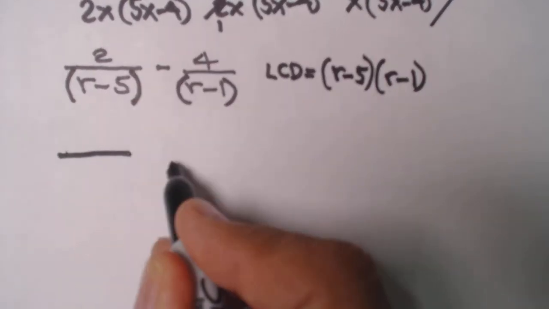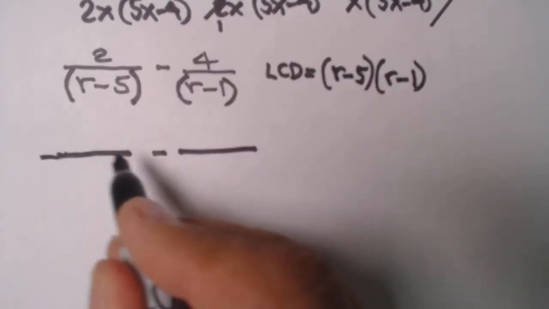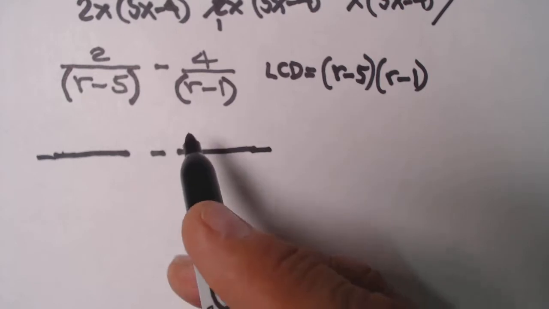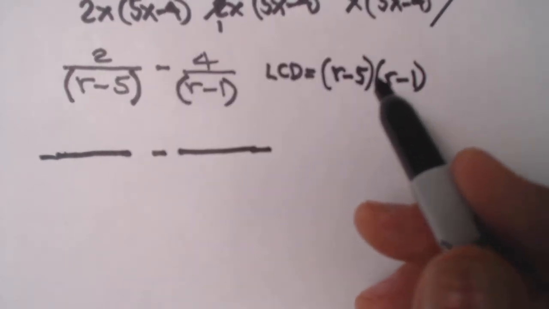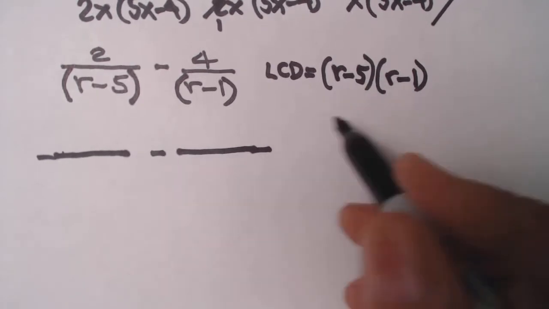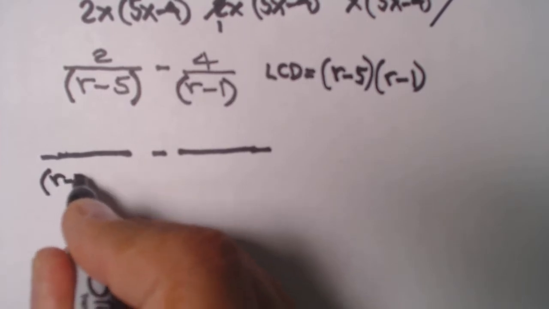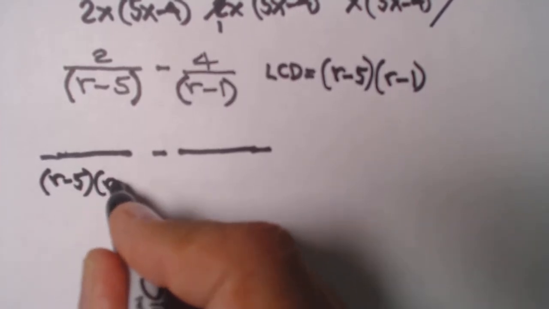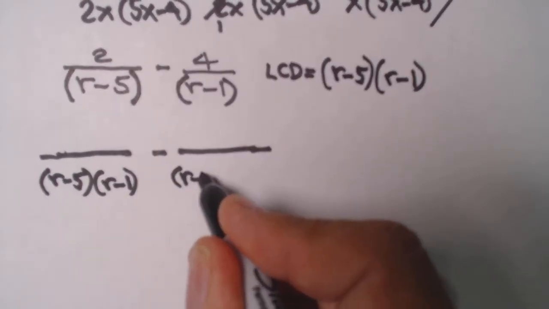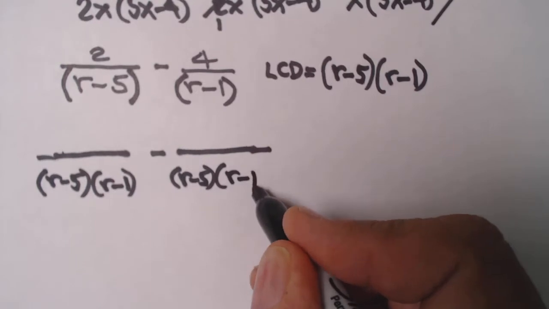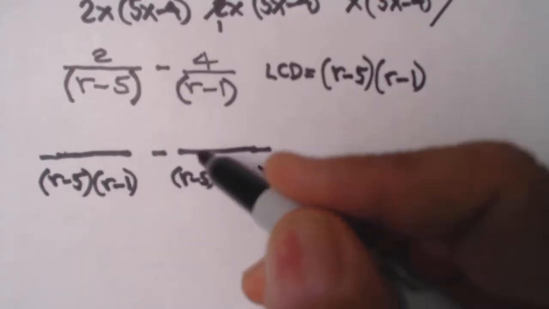Okay, there it is. Now, we want to convert both these guys to it. So we do the same process we did before. Make the 2 fractions here. Here we go. The minus sign in between means we're subtracting as they're supposed to be. Now, what we want for the LCD is this guy right here, namely r minus 5 times r minus 1. And the same thing for the second guy, r minus 5 times r minus 1. Okay, there's our LCD. We want to convert these two.